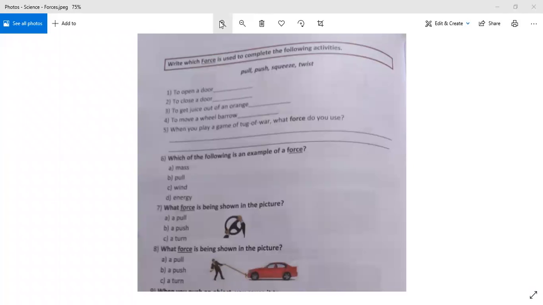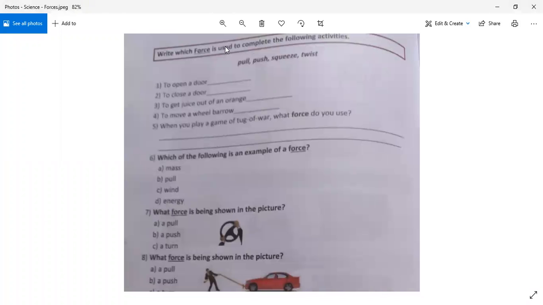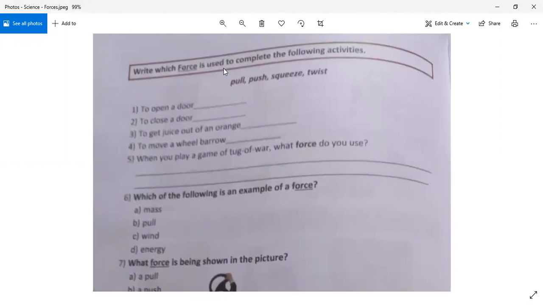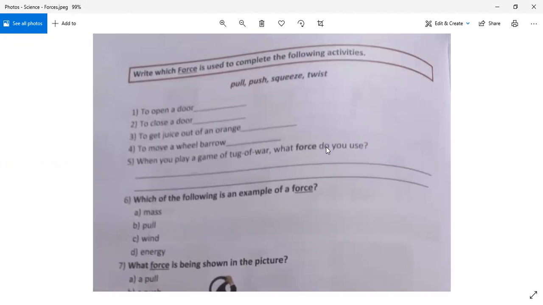Okay, children, we are looking at our science exercise here on page 14. We're going to do it together. Today for science, in fact, for the last week, we have been looking at forces. And we say that a force is a push, or a pull, a squeeze, or a twist. All of these are called forces.